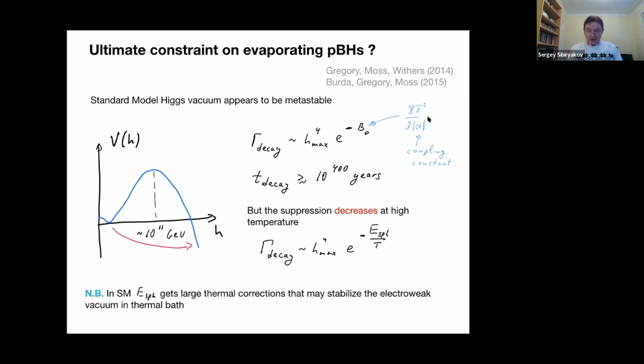However, if we put this system in a thermal bath, then the probability of decay grows. That's the usual story: phase transitions prefer to happen at higher temperatures. At high enough temperature, the dominating process is not tunneling, but jumps over the barrier. The probability of these jumps is again exponentially suppressed, but now by the ratio of the energy of the barrier to the temperature. If the temperature is comparable to the height of the barrier, then this process becomes unsuppressed.